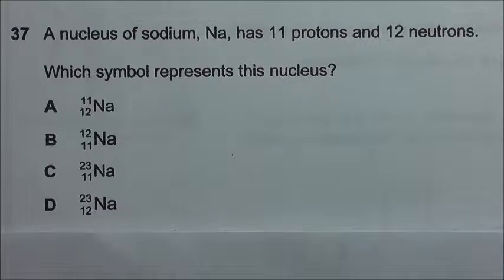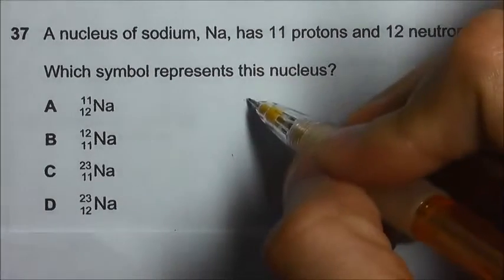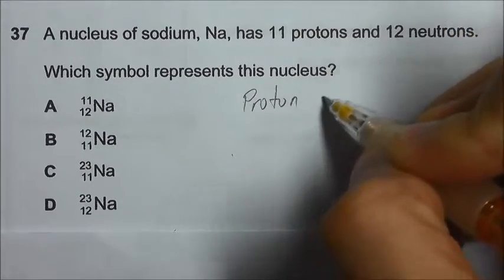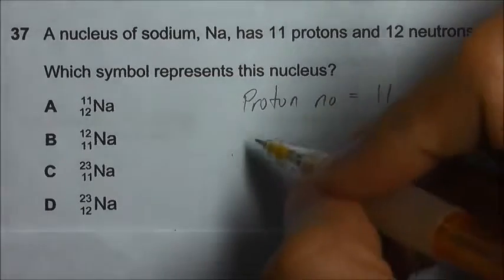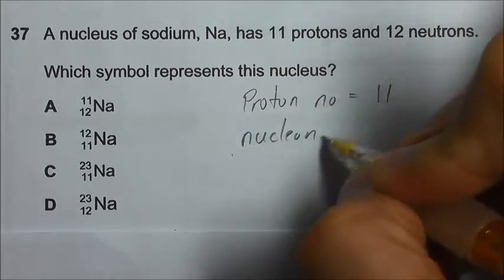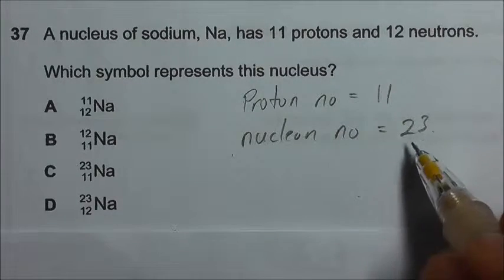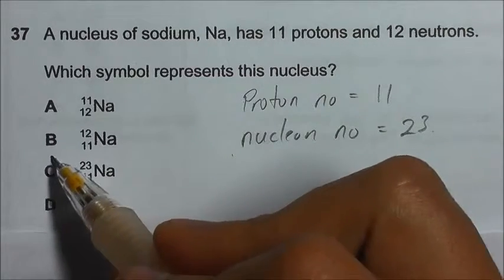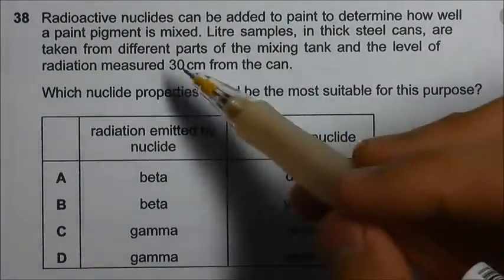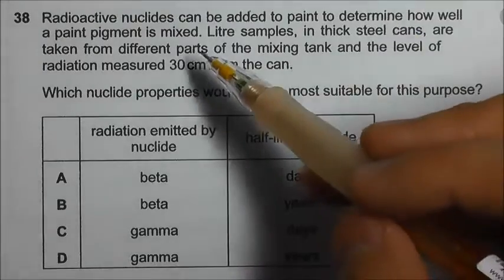This is a question on nuclear physics and it is out of syllabus since the year 2008. So sodium has 11 protons, so the proton number is 11, and 12 neutrons. So the nucleon number is 23. So we are expecting to see the number 23 on top and 11 below. Answer C.